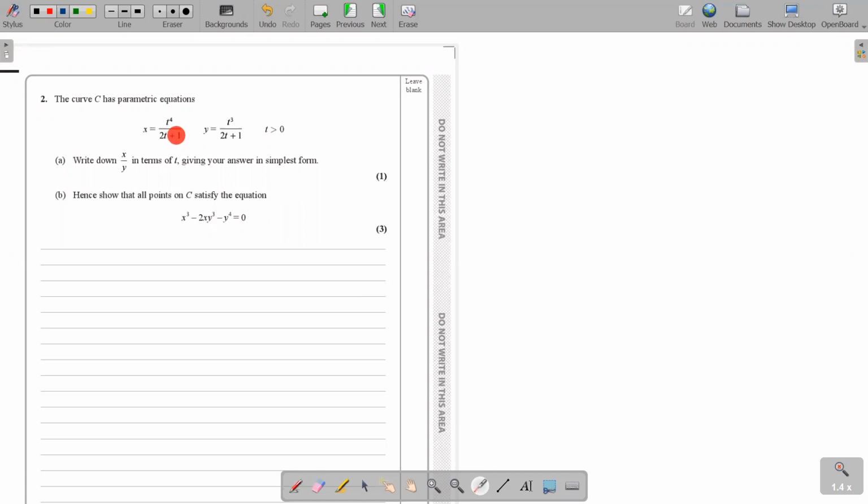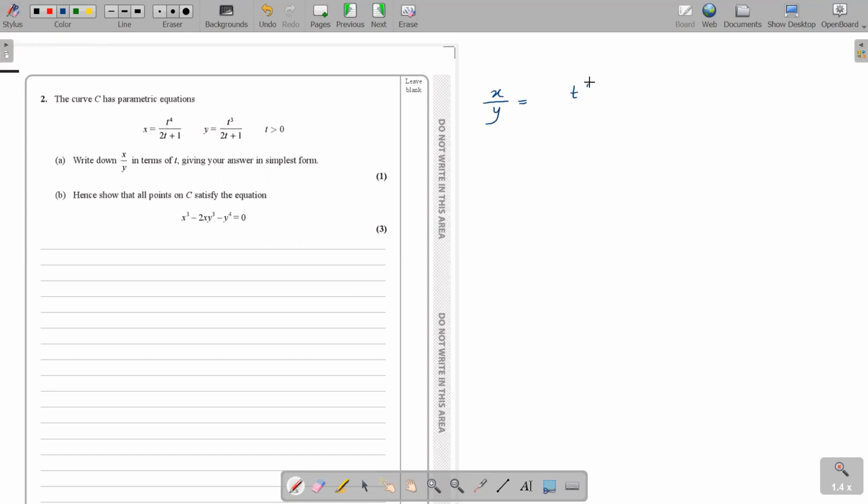What you need to see here is that x and y both have the same denominator, 2t plus 1. The difference is x has t to the power 4, y has t to the power 3. If you see the division, the 2t plus 1 cancels, and t to the power 4 over t cubed is t. If you can't see that, I'll show you how it's done, but you could write x over y equals t in one go.